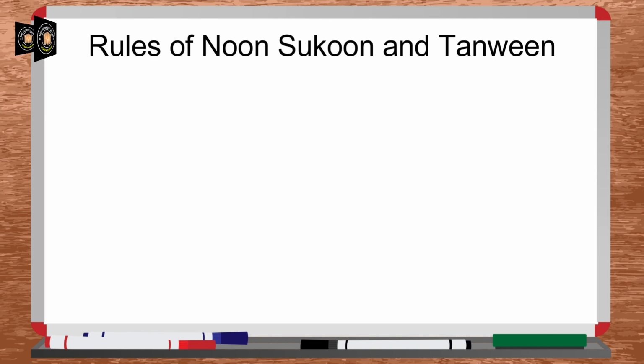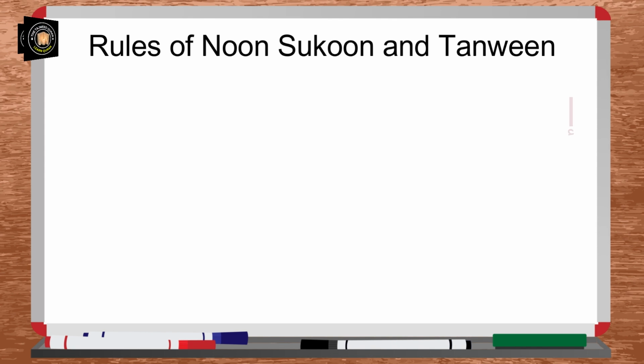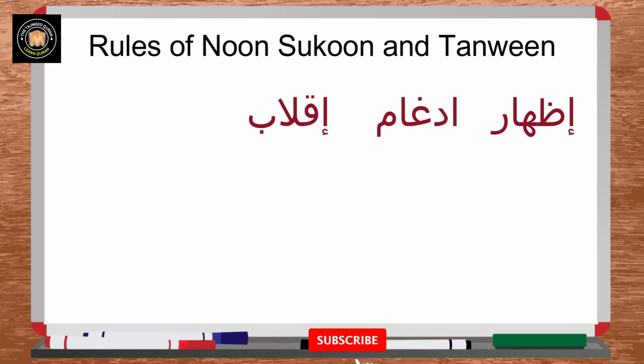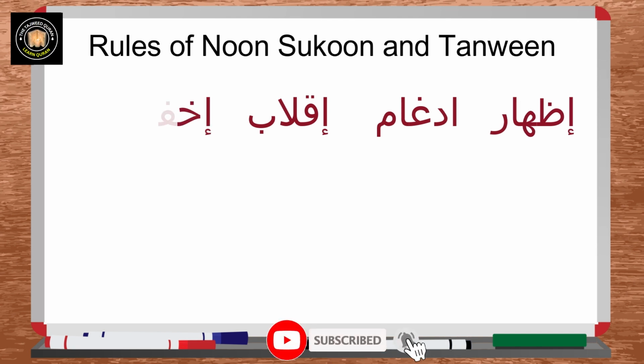We are learning Tajweed rules from the rules of Noon, Sukoon and Tanween. There are 4 rules: Izhar, Idgham, Iqlab, Ikhfa. In our previous lessons we have done the first 3 rules, and in the last lesson we have done Iqlab. In today's lesson, inshallah, we will learn the 4th rule from the rules of Nun, Sukoon and Tanween, which is Ikhfa.